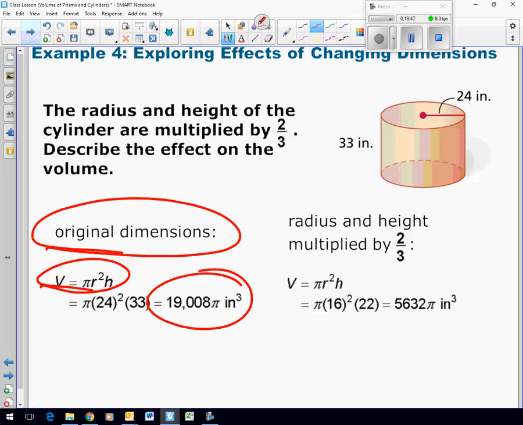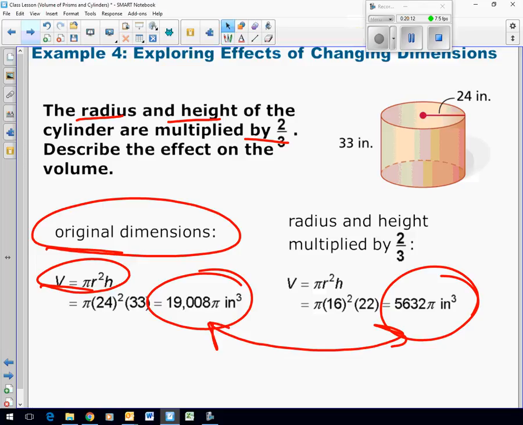And then do what the question says. Multiply the radius and the height by 2/3. What's 2/3 of 24? 16. What's 2/3 of 33? 22. And then calculate the volume using those dimensions. And then look, what happened to the volume? It shrank. How much did it shrink by? Over half.